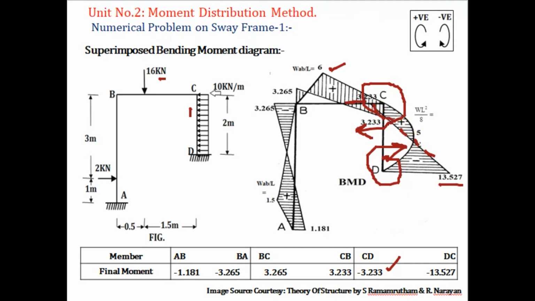And for the UDL, the free bending moment diagram is WL square by 8, it becomes 5, and you have to show it in the form of a parabola. Now the portion which is not overlap, that you have to hatch. So this portion is not overlap, so you have to hatch it. And this white indicates overlap between this parabola and the triangular portion. Okay, so this is about your bending moment diagram. Thank you.